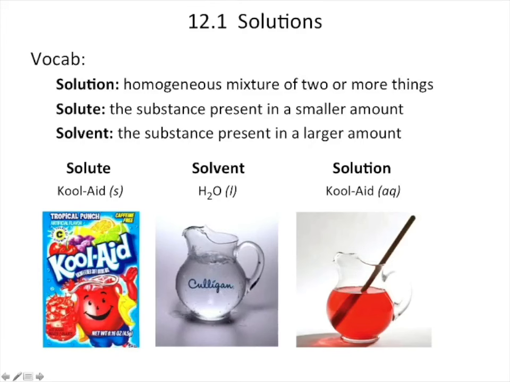So as an example, say you had a packet of Kool-Aid, and you dissolved it into water. Well, your solute in this case is Kool-Aid, which starts out as a solid. The solvent is always a liquid, in this case water. And then you make a solution, in this case Kool-Aid, the drink.